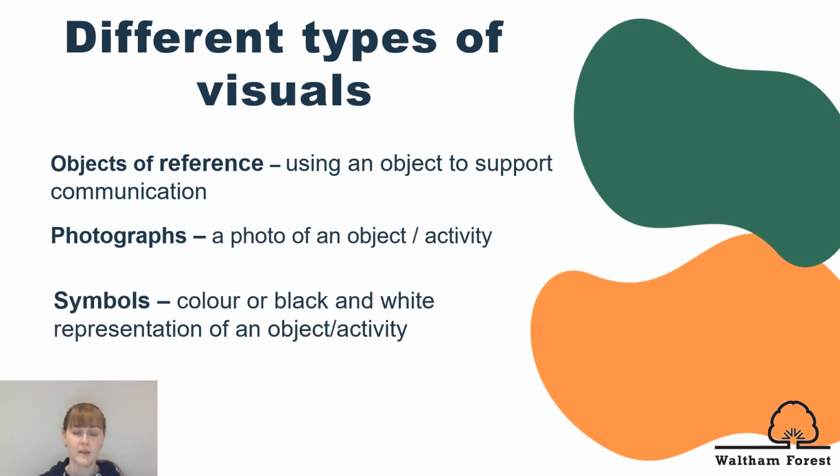So we need to think about the different types of visuals. When words are difficult for children to understand and use, other forms of communication will help. Before you start, think about how the child already communicates, what they understand and recognise, and what they are interested in.